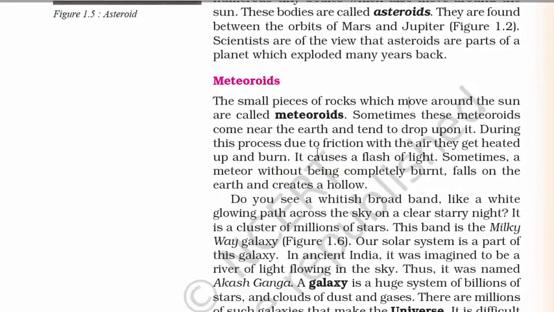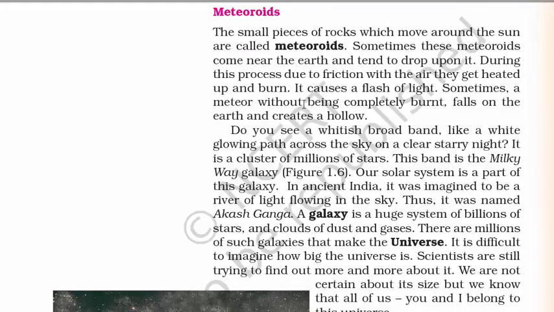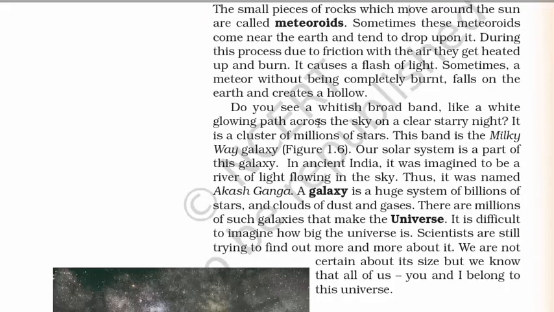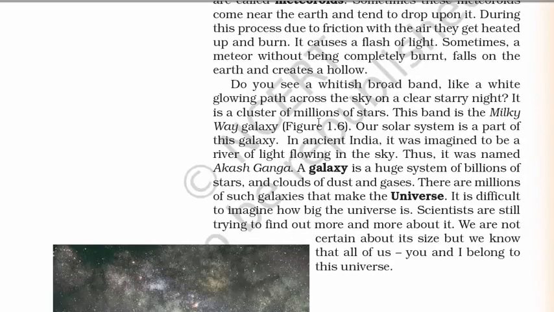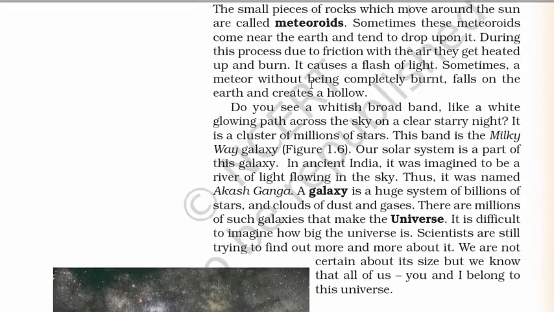Okay, let's go to meteoroids. The small pieces of rocks which move around the Sun are called meteoroids. Rocks. Remember that. Sometimes these meteoroids come near the Earth and tend to drop upon it. During this process, due to friction with the air, they get heated up and burn. Sometimes a meteor, without being completely burned, falls on the Earth and creates a hollow. We sometimes call them shooting stars, but they are nothing but meteoroids.